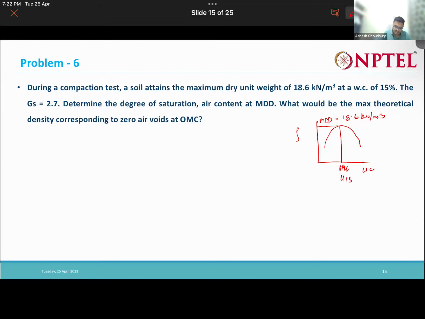Also, G s, the specific gravity of soil solids, is given as 2.7. What we need to do is determine the degree of saturation and air content at this maximum dry density. And also we need to find the maximum theoretical density corresponding to the zero air void line. We also studied a concept called the zero air void line. That is a theoretical concept where, if all air voids are eliminated, right? So at that time that will give us zero air.